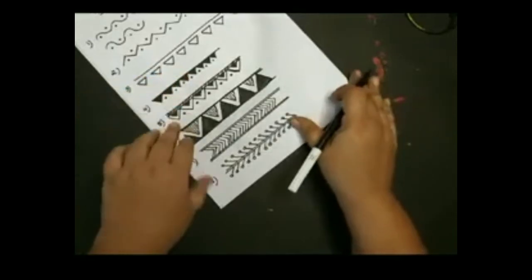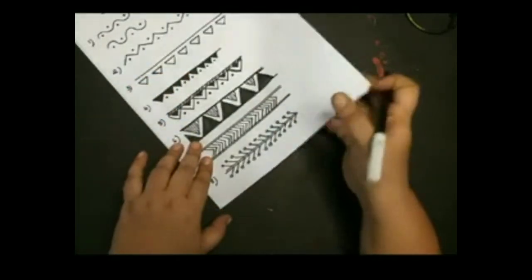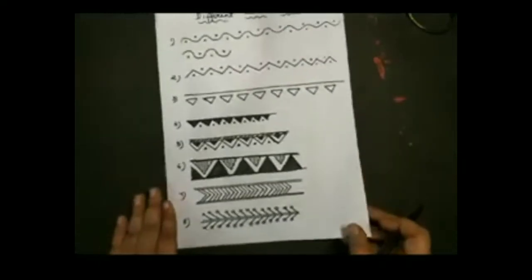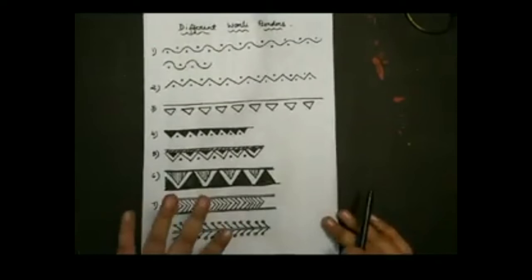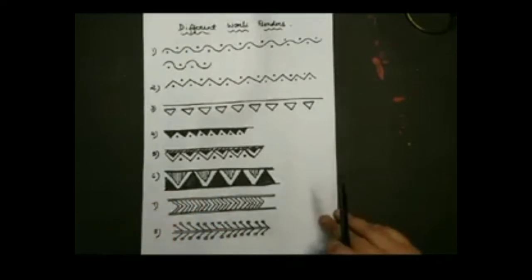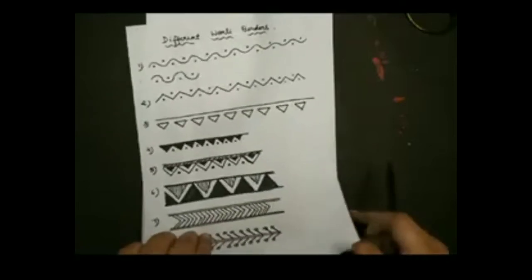Okay, so here we finish the first eight Warli borders. Okay, see for yourself. Now I will turn and then I will go for the ninth design. So I will take a new paper and I'll show you the ninth design. I will keep this paper a little bit down and a little bit cross. So the ninth design is this.